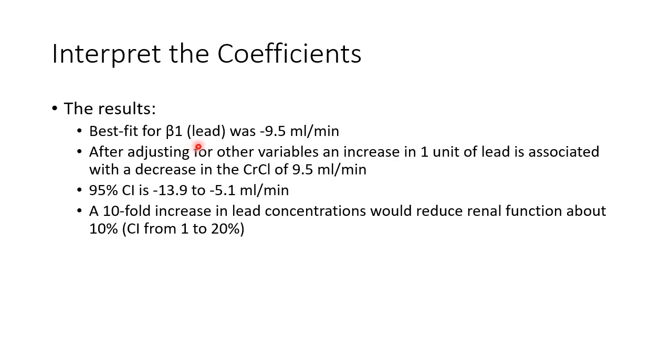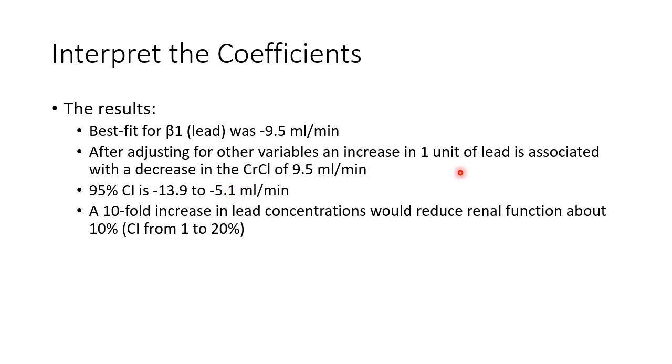So basically what you're able to find is that, based on the best fit line, the slope was negative 9.5. So based on that negative number, what does that mean? As lead concentration goes up, creatinine clearance goes down, right? Which makes sense. Lead we know is a poison, and we know it's going to be toxic to the kidney cells. That makes sense physiologically.